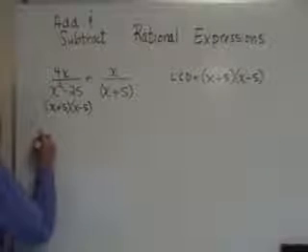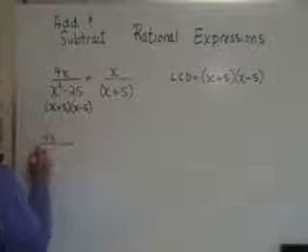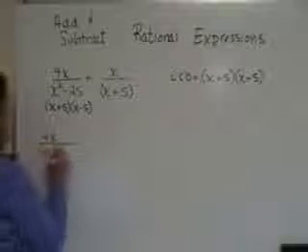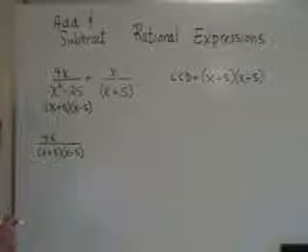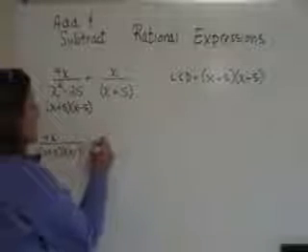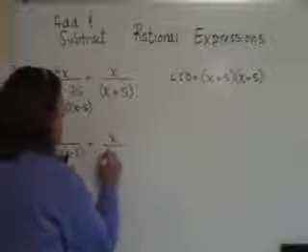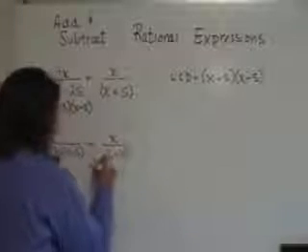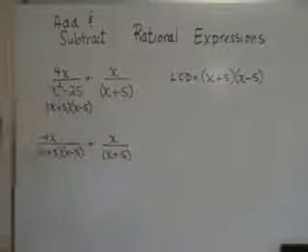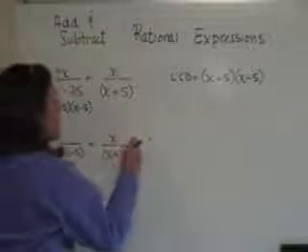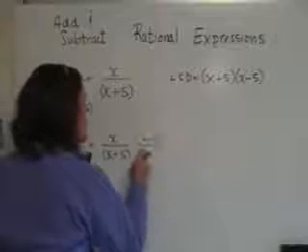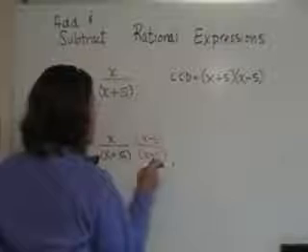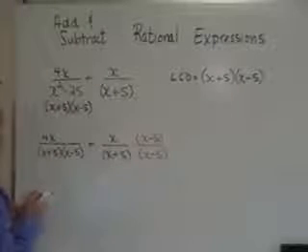So this first fraction, 4x over x plus 5 times x minus 5, is all ready to go. It's got the least common denominator. It's this fraction, the x over the x plus 5, that is missing a piece. And it's missing the x minus 5. And so I'll multiply top and bottom by that so that I can get this to have the common denominator.